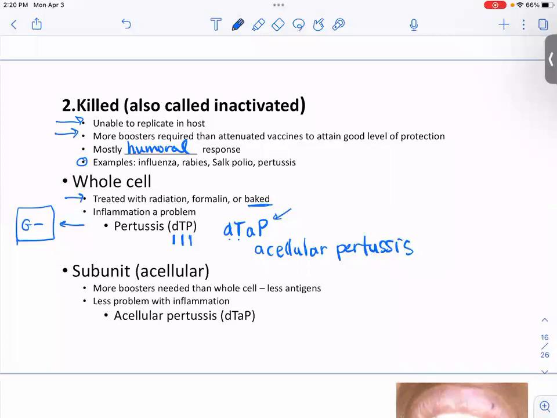Okay, and then a subunit vaccine, again, more boosters because we're only taking a part of the pathogen, not as many epitopes. So sometimes it takes a while to really teach your immune system to make those memory cells, but less problem with inflammation than some whole cell vaccines. Again, we have a lot of subunit vaccines.